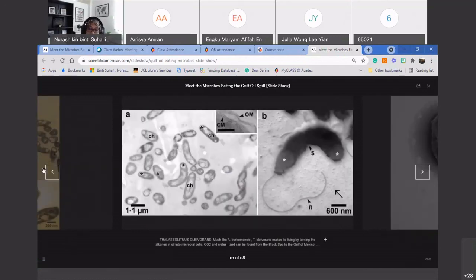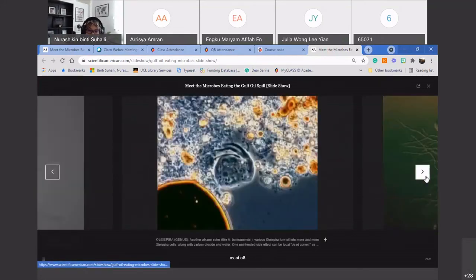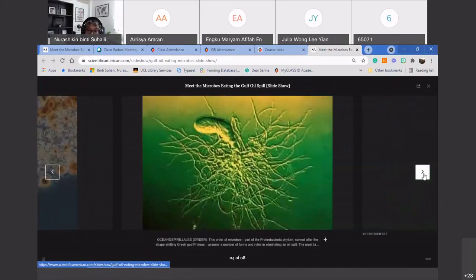When they isolate a bacteria, they have to characterize it. They have to find the identity of it. So that's what they have identified. This one, and then this one is another alkane eater. The genus is Oleispira. When they characterized it, they found out it falls under the genus called Oleispira. This is Oceanospirillum. I think that's it.